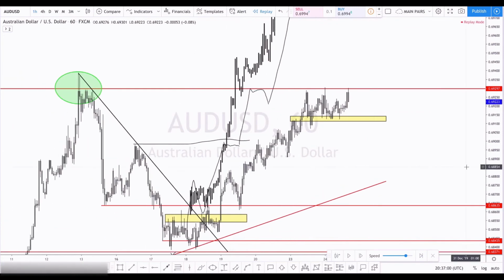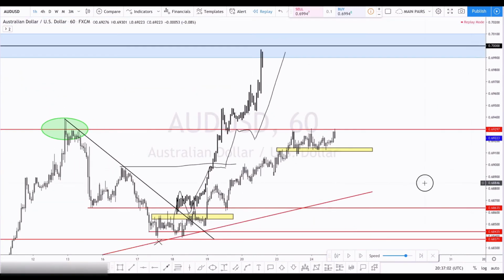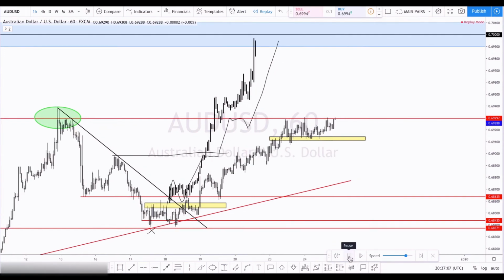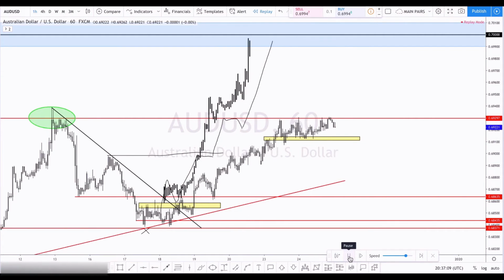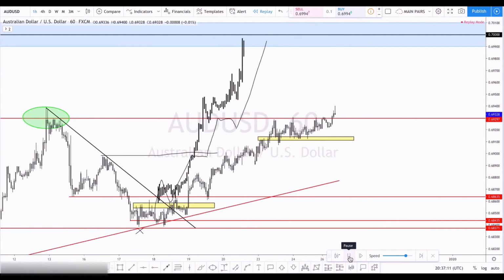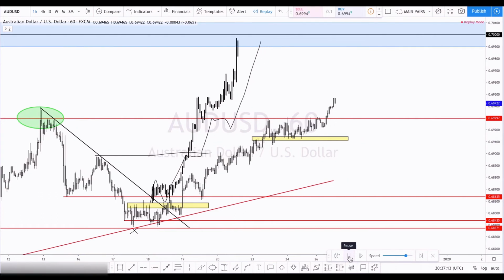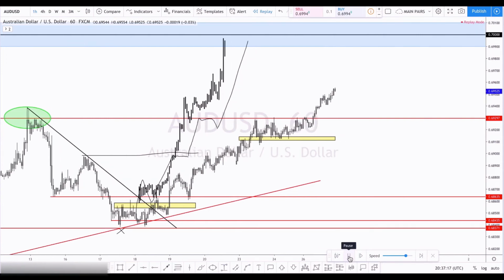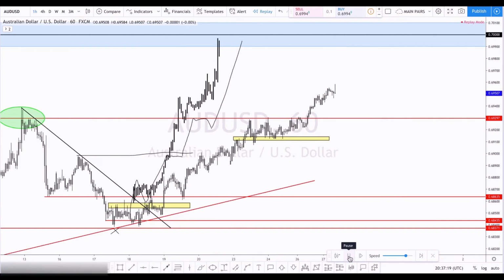So later on in the episodes, I will explain to you how you can safely move your stop losses, but let's just continue to watch how price unfolds. So we see still a bit of ranging, and then we break above. And then you see price continues to move in a bullish direction.